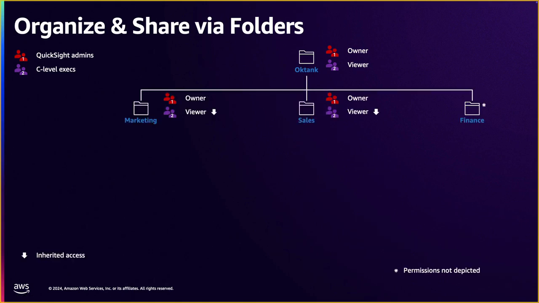Now, there are different departments within this company, and the admins create separate folders for each of those departments. So they have one for marketing, sales, and finance. By default, these are created by the QuickSight admins. They are the owners, and they had given viewer rights to this top Optank folder to the execs. That inherited access comes down on these child folders as well. So C-level execs will be able to see marketing, sales, and finance. The asterisk here indicates that we are not going to display permissions on this, but it's the same permissions there.